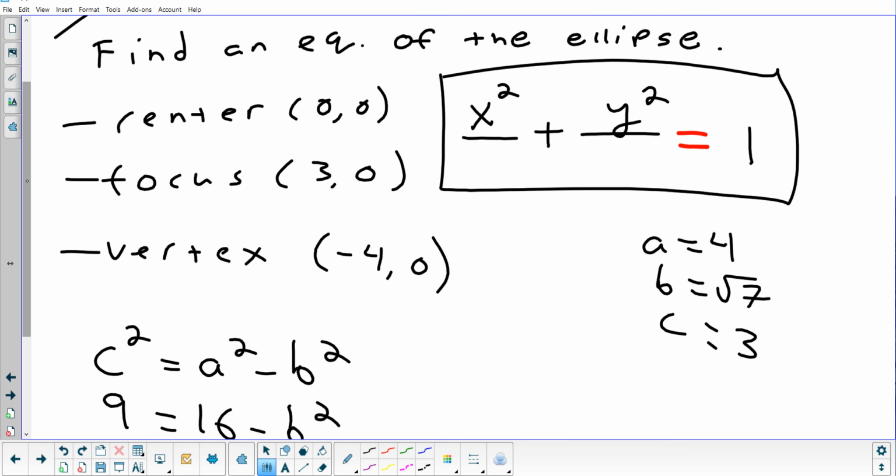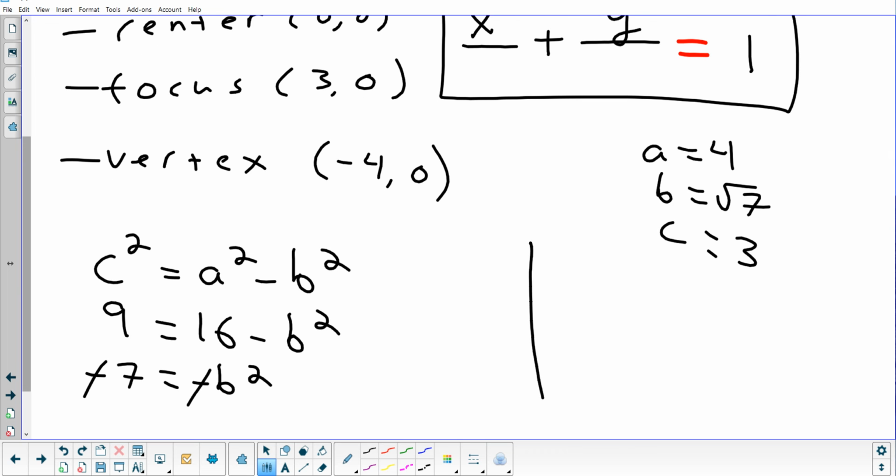The major axis is always going to go right through all these points. So here's your center. You've got a focus at 3, 0, which means you also have a focus where? Yep. They didn't say that, but you have to. You've got a vertex at negative 4, 0, and that means you have a vertex at positive 4, 0. So for the major axis to go through all those points, do you want it to be horizontal or vertical?